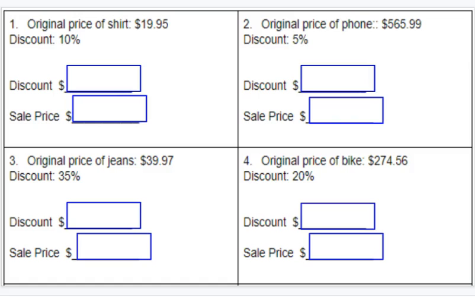This last slide here, it's just 4 practice problems for you to work out, and then that's the end of the notes.